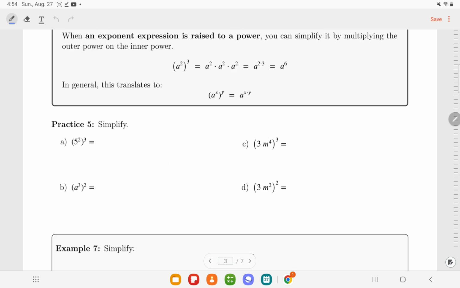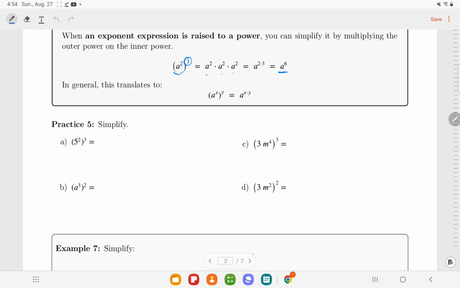Now let's look at another example. We have a squared taken to exponent 3. So we have to multiply a squared by itself 3 times. We know that we keep the base, we add the exponents, so 2 plus 2 plus 2 is exponent 6. So this is our final answer. There's also a shortcut we can use when an exponent expression is raised to a power. We simply multiply the exponents. 2 times 3 is 6.